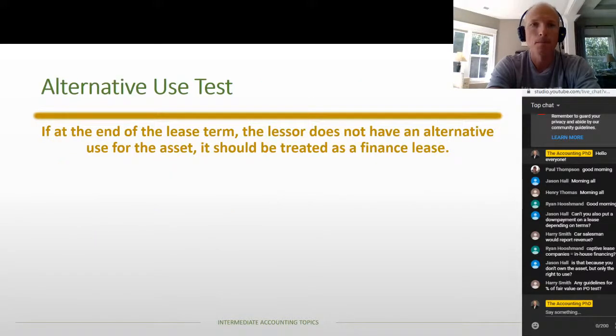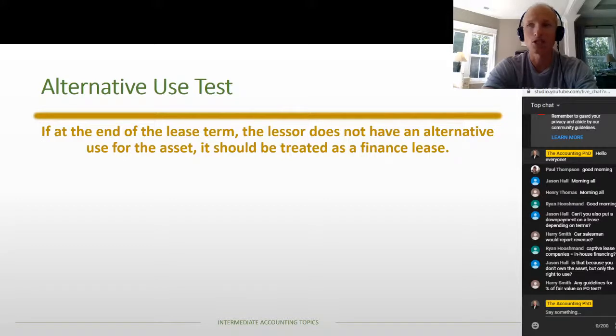Okay. The final test is what's called the alternative use test. If at the end of the lease term the lessor does not have an alternative use for the asset, then it should be treated as a finance lease. What do we mean by that? Well, that means if when the asset goes back to the lessor, it's essentially worthless, then it should be a finance lease. If he can sell it, or if he can re-lease it, or whatever, if there's something else that he can do with it, then you don't necessarily have to treat this as a finance lease.